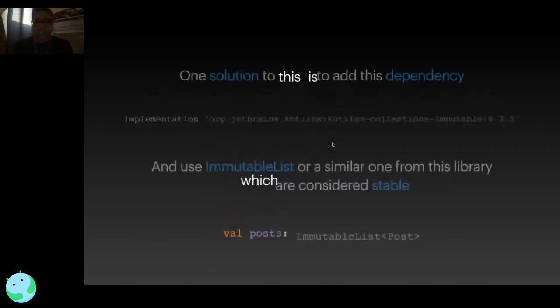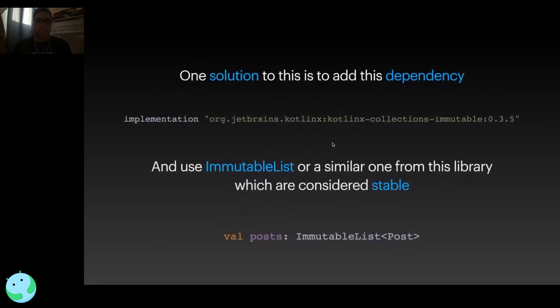One solution to this is to add this dependency by JetBrains, Kotlinx collections immutable, and use immutable list instead of list, or a similar immutable set, and so on, from this library, which are considered stable.